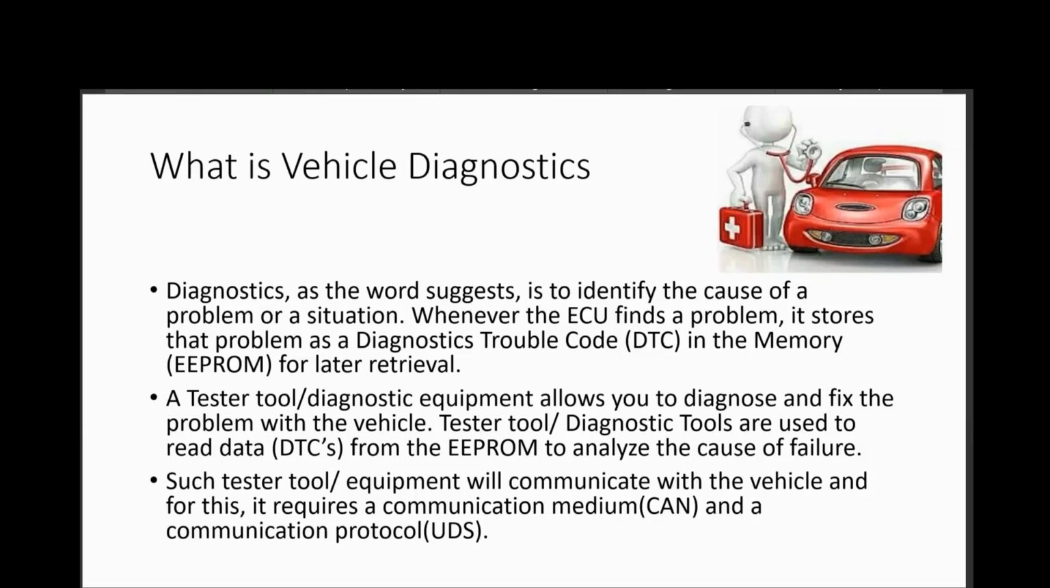Usually whenever the ECU finds a problem, it stores that problem as a DTC in the memory, that is in EEPROM, for later retrieval. Tester tools are used to read data from the memory to find the root cause of the problem. To communicate from the tester tool to the vehicle, we require a communication medium, that is nothing but the CAN protocol, which I discussed earlier. And a communication protocol is required, that is nothing but UDS. So this is just an overview. Let's go into detail.